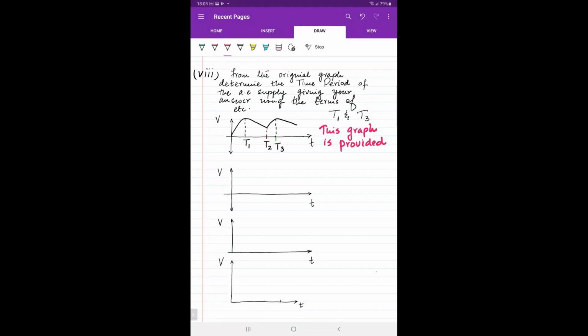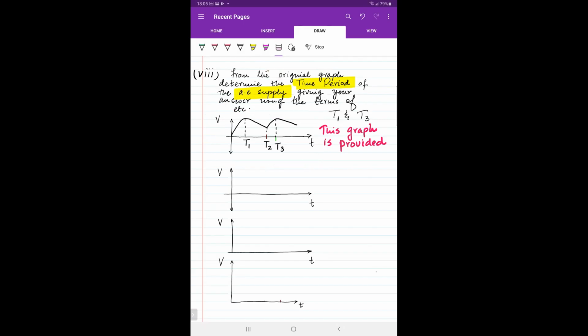You were asked to determine the time period of the original AC supply. The shape of the AC supply was not provided to you. Rather, the final outcome was given to you as shown over here. The question was asking you to use this graph and extract all information from it, with the intention of finding out how the time period for an AC supply would look.